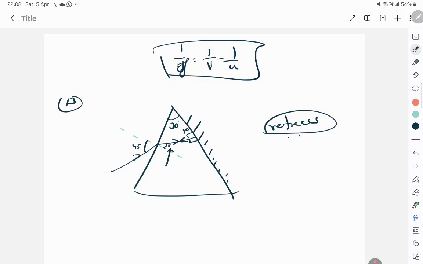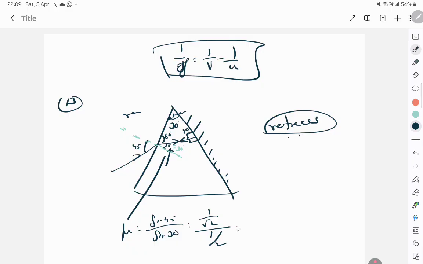Very simple. What you do is, this is 90 degrees, this is 30 degrees, therefore this angle has to be 60 degrees. If it's 60 degrees, then there's a normal here, and therefore you know r is equal to 30 degrees. Once you know r is 30 degrees, the light is entering this face from rarer to denser. So mu is equal to sin i by sin r, which is sin 45 by sin 30. Sin 45 is 1 by root 2 and sin 30 is 1 by 2. So it's 2 by root 2, so the refractive index is root 2, which is 1.414. So that's root 2, the refractive index of the material. I hope you're clear.